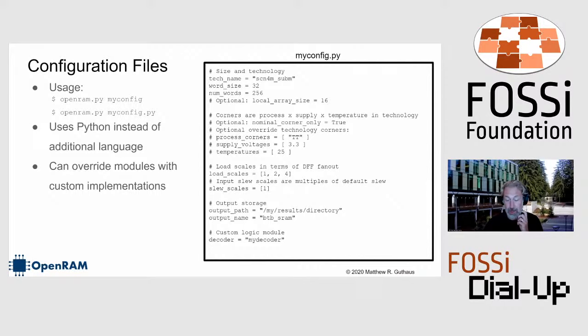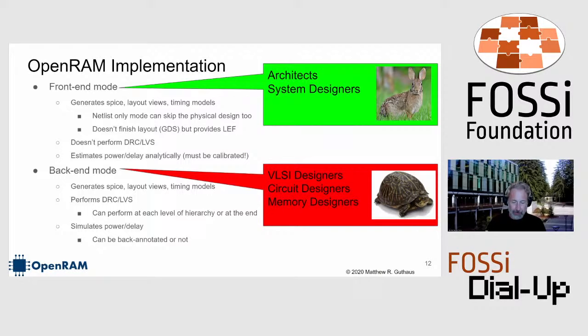Now, how do we use OpenRAM? Well, the way I envision it, there's actually two users of OpenRAM, two classes. You have the fast people and the slow people. The fast people are going to be your computer architects. These people just want to know, how fast is the memory? How much area is it? Maybe even what are the pin locations so I can use it? You don't need to do a lot to get those views.